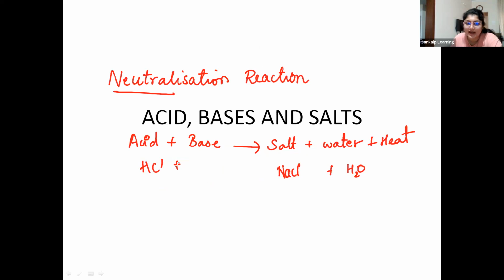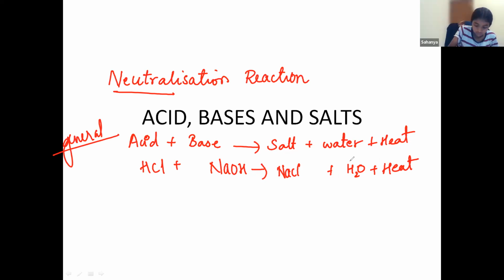So HCl and NaOH give you NaCl plus H2O plus heat. Heat is also released during a neutralization reaction. So this is the general representation. Generally how is it represented? Acid plus base giving you salt, water plus heat.